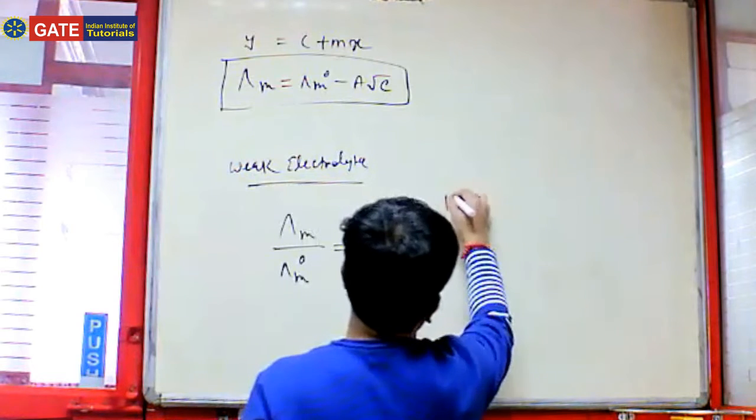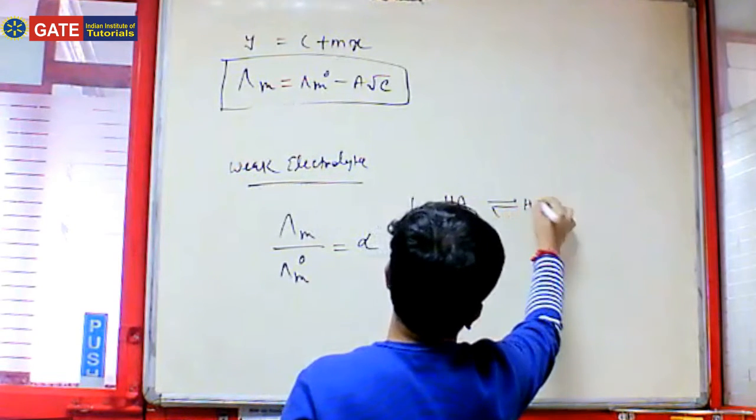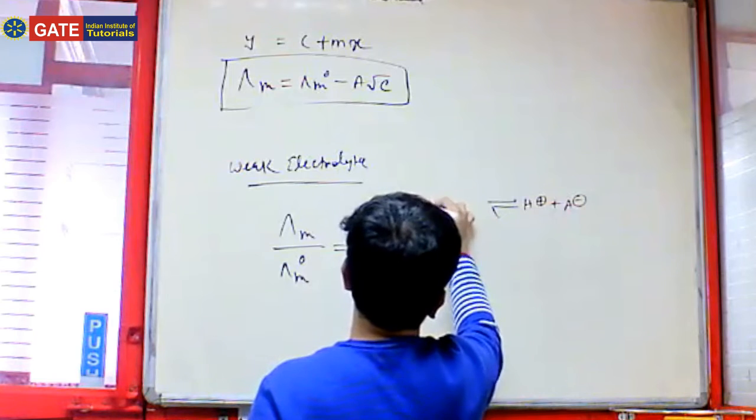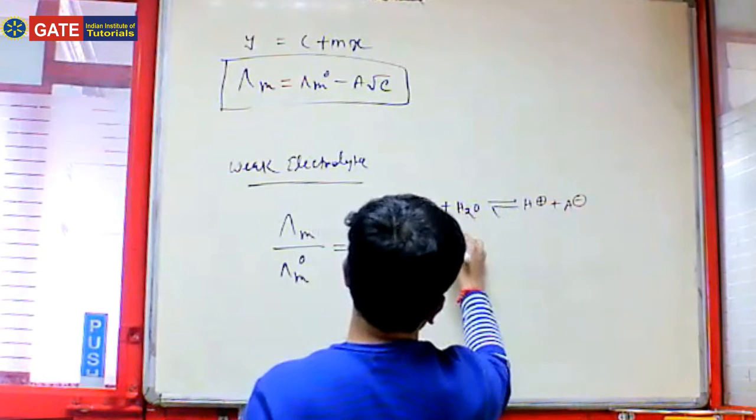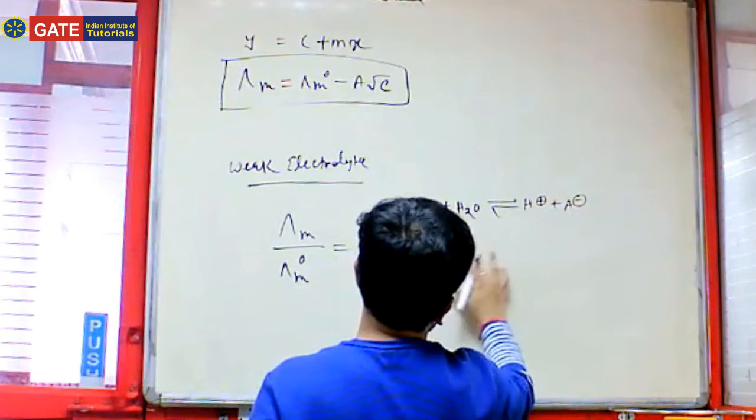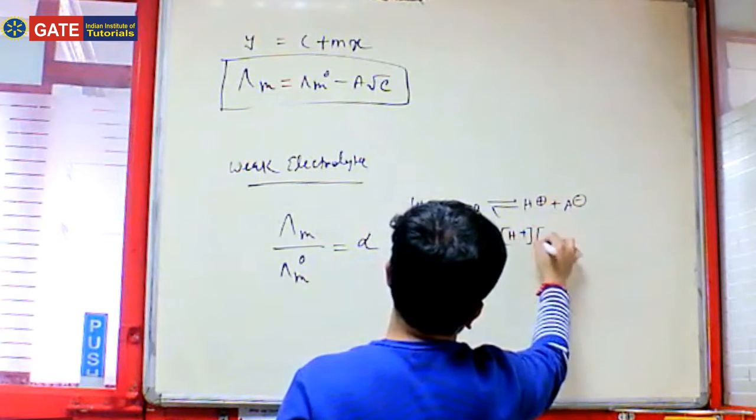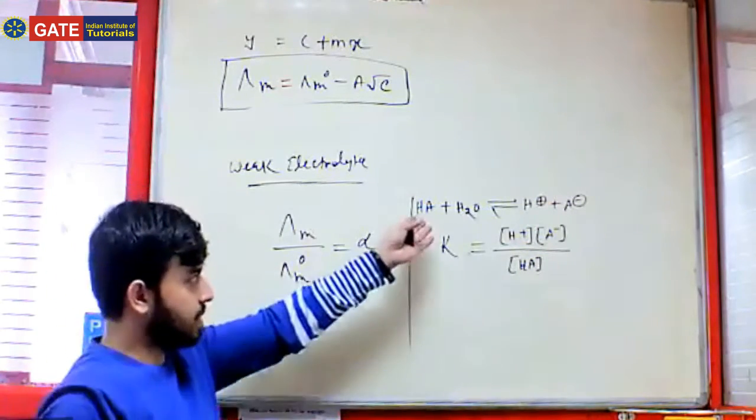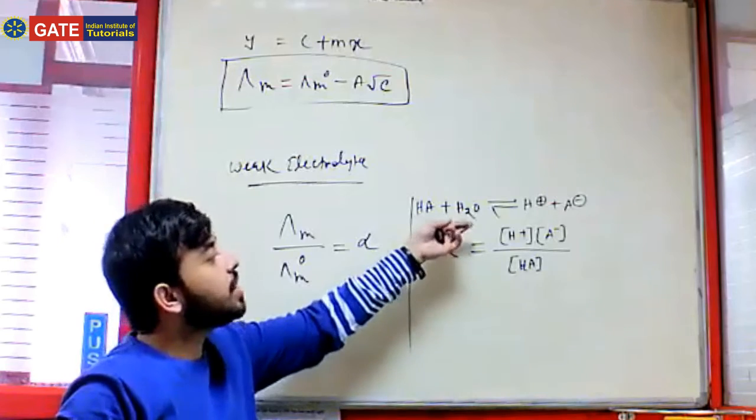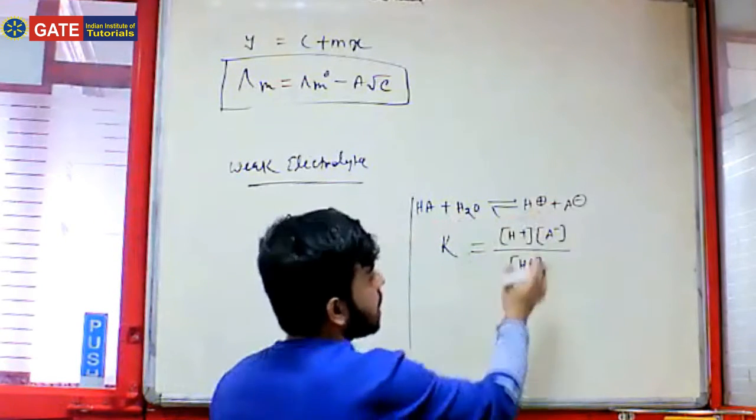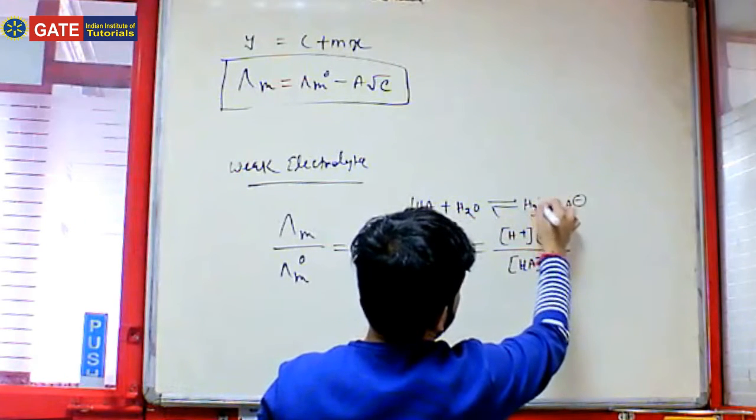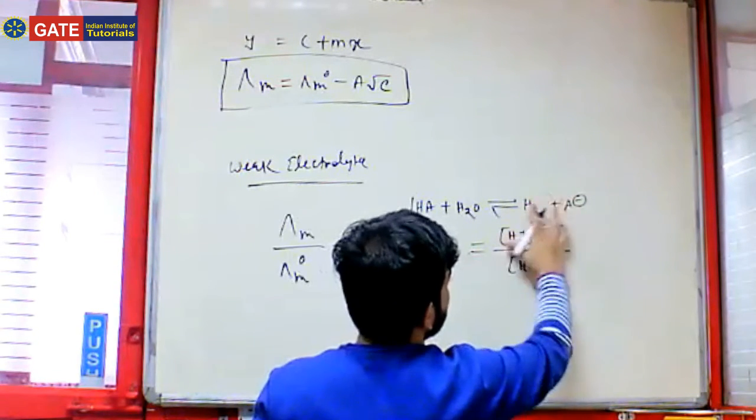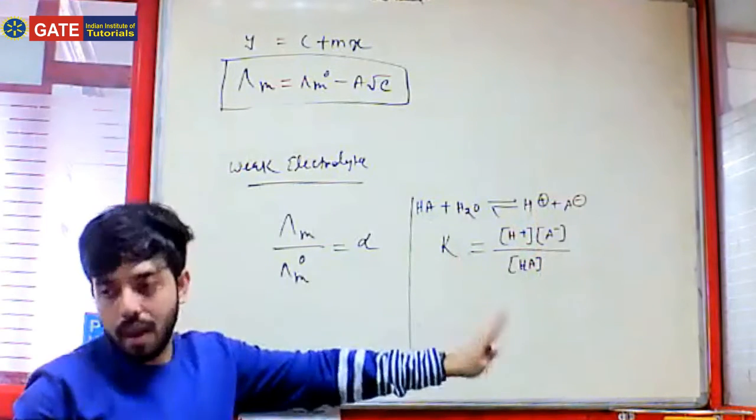Suppose an acid, the weak electrolyte, suppose acetic acid, is in the water. It will be dissociating, giving H plus. Generally, you can write H3O plus also. And if I am not considering H3O plus and I write only H plus, that is also no problem. You can write it like this, H plus and A minus, okay.